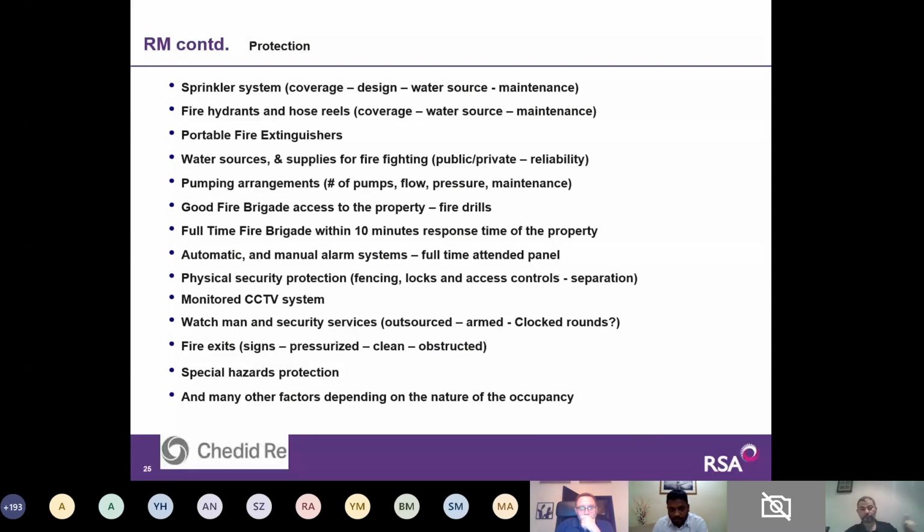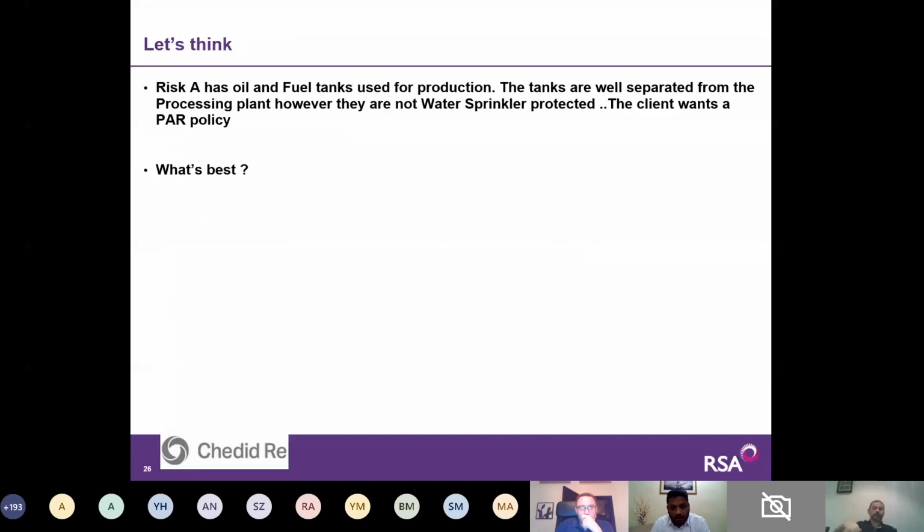This is the protection. So we covered C, construction, O, occupancy, P, protection. And we need... Hi, Mohammed.